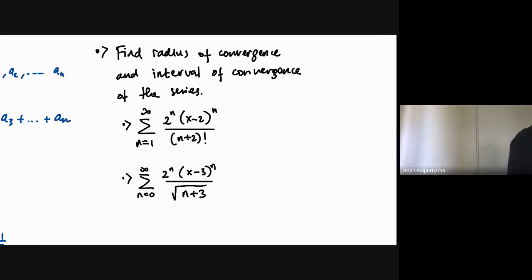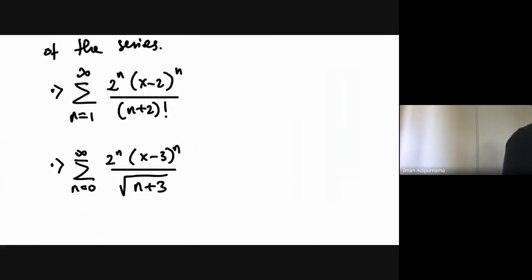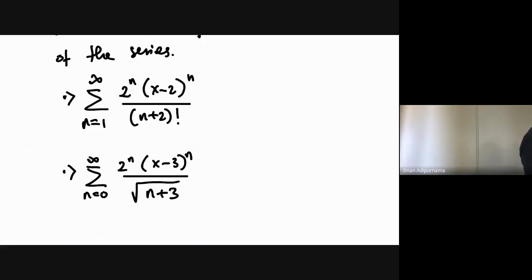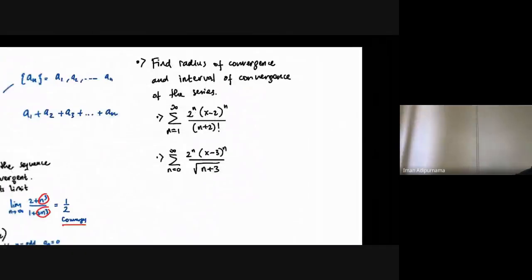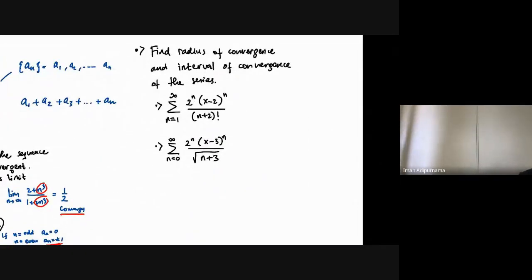Okay, to solve this, first you need to use the ratio test, and then you need to assume it will be converged. So the ratio test result should be less than 1. So we can go to the ratio test. So first it's the ratio test.